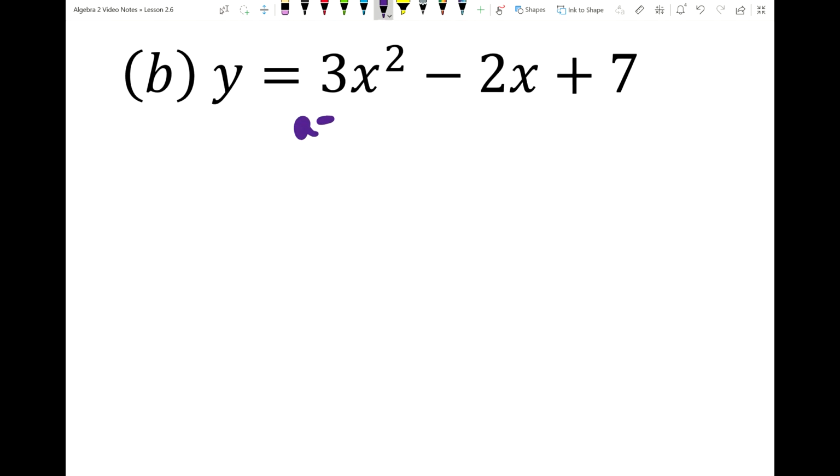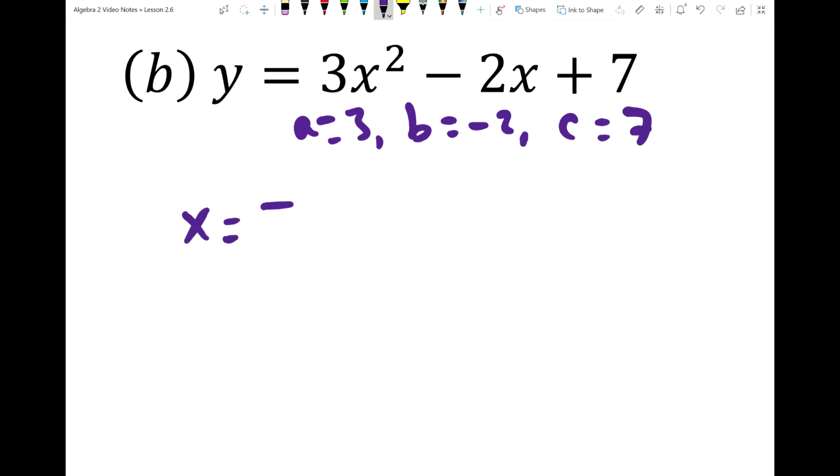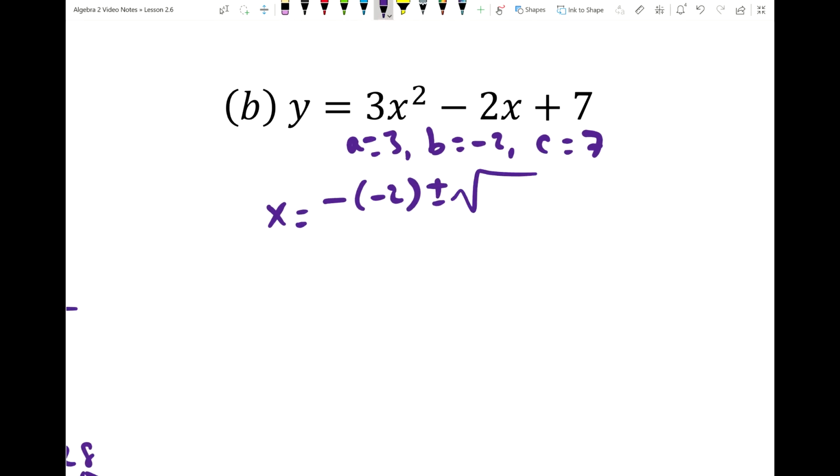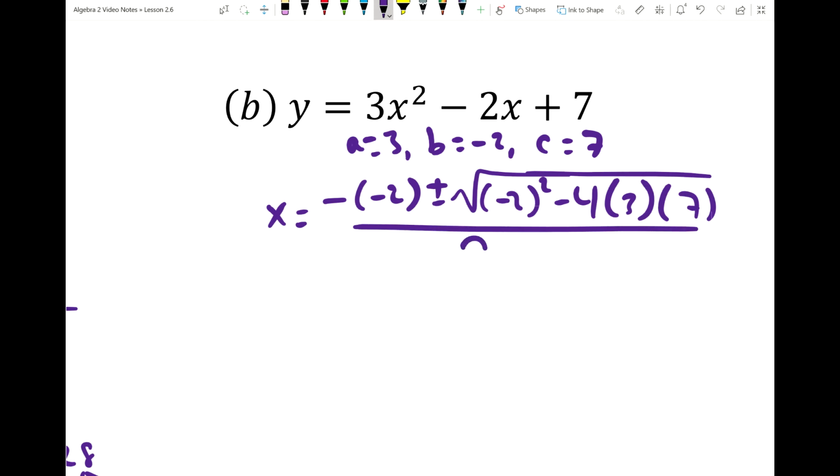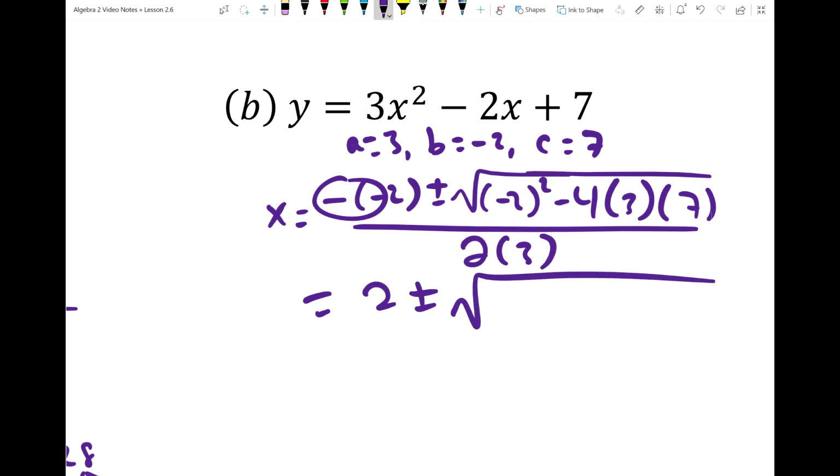So we got A is 3, B is negative 2, and C is 7. So x equals negative B plus or minus square root of B squared minus 4AC over 2A. So two negatives is a positive. So positive 2 plus or minus square root. 2 squared is 4. 4 times 3 is 12. 12 times 7 is 84.